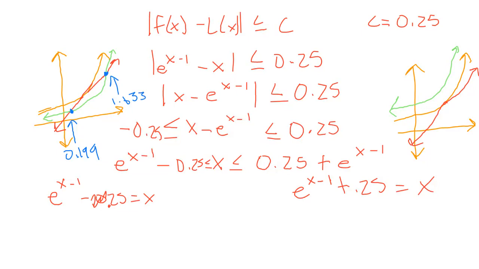So therefore we end up getting an interval of 0.199 and 1.633, and this interval will give us values that will be within our accuracy limit. So now let's move on a little bit. If we have time at the end, I may do another example with this, but for now, let's move on to differentials.